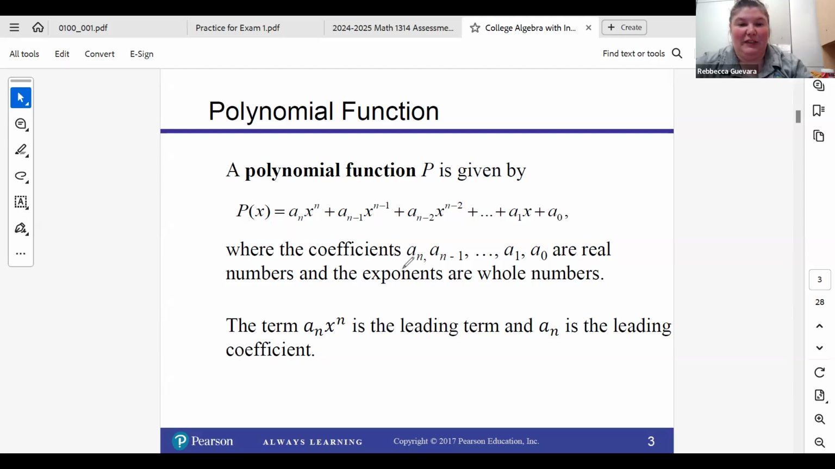Okay. So like I said, these are your coefficients, and that first term is your leading term. What I wanted to say is that the coefficient out front of your leading term is called your leading coefficient.